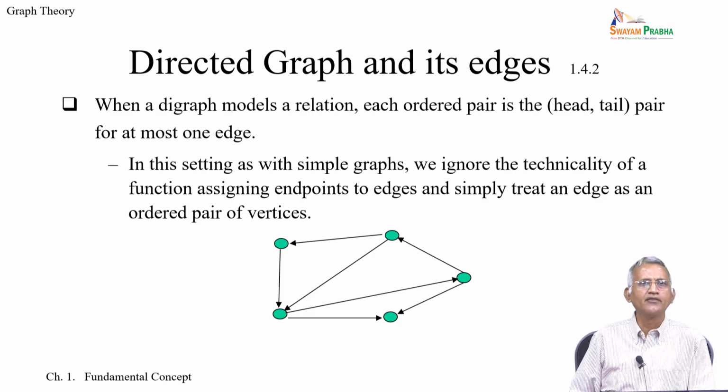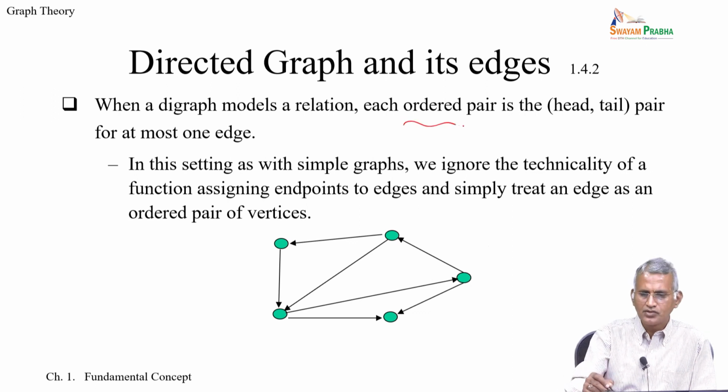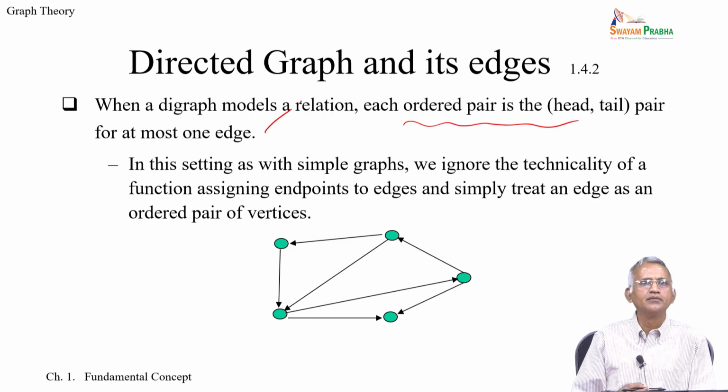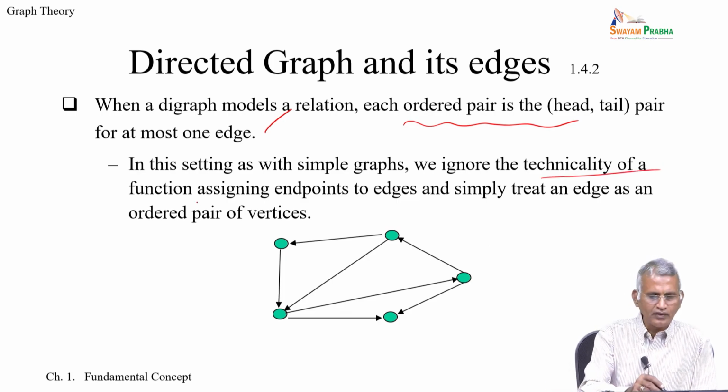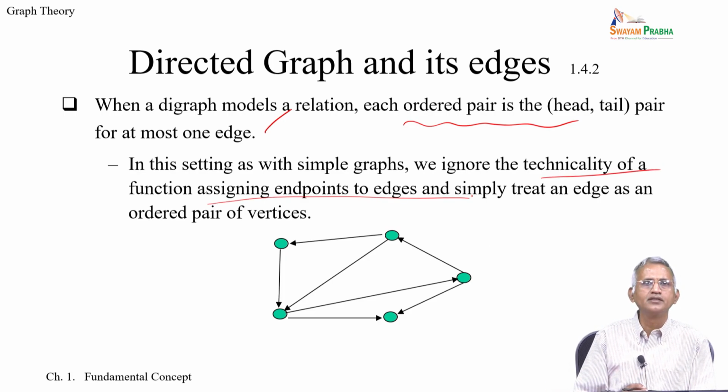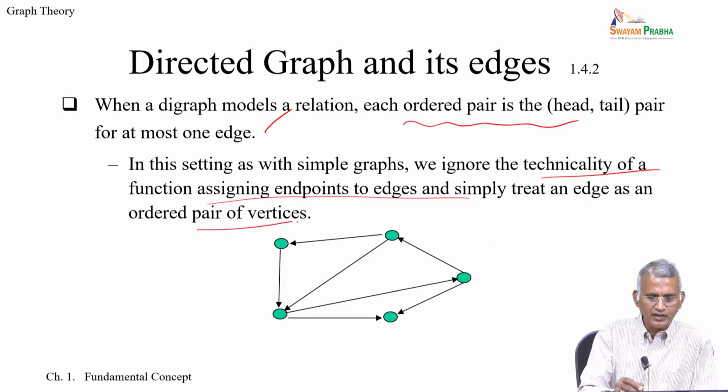Next, directed graph and its edges. So when a digraph models a relation, each ordered pair is a head and tail pair for at most one edge. In this setting, as with a simple graph, we ignore the technicality of a function assigning the endpoints to the edges and simply treat an edge as an ordered pair of vertices.